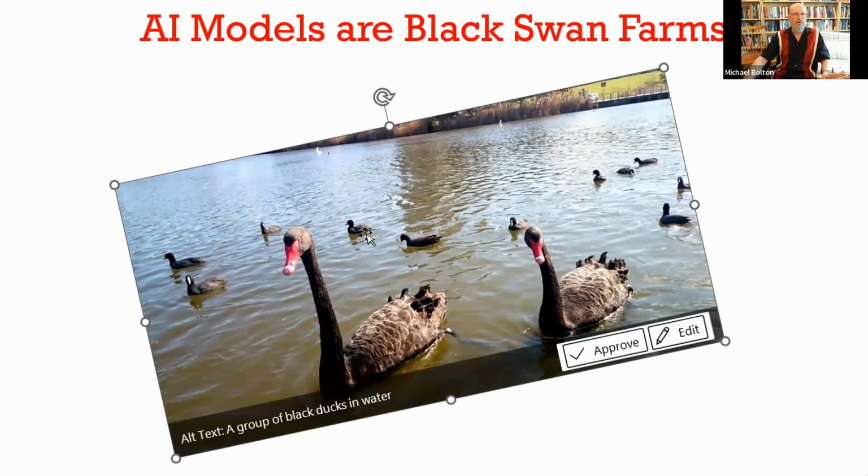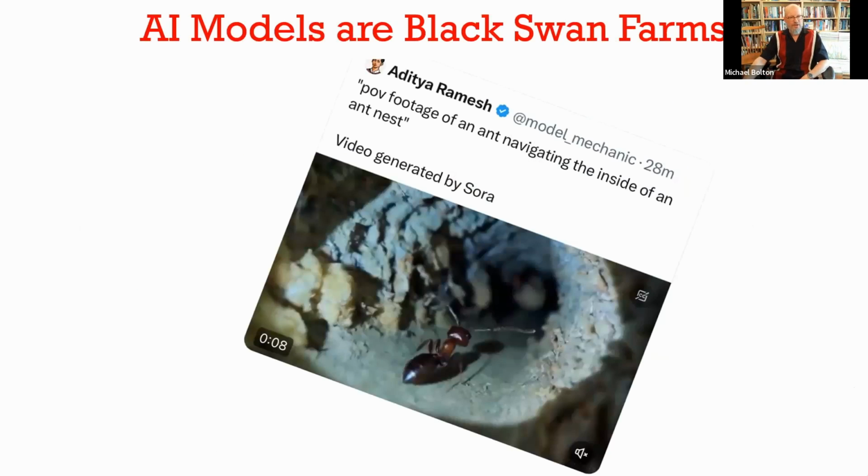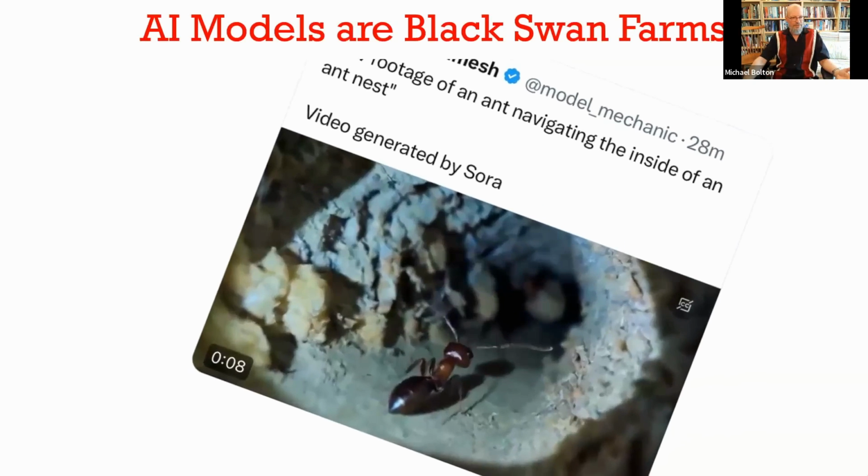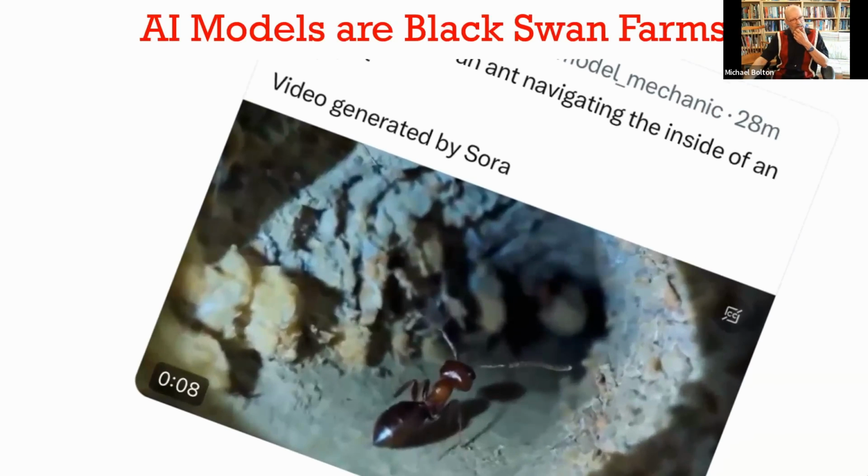We've got to remember all AI models are black swan firms. They present monstrous amounts of risk when they are not properly supervised by human beings. Here's somebody who was very excited about the idea that, hey, we can use Sora, the video generation thing, to create training and educational stuff for kids. Except last I heard, ants have 6 legs, not 3.